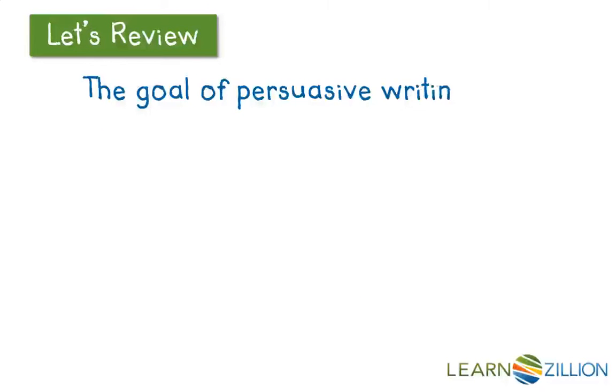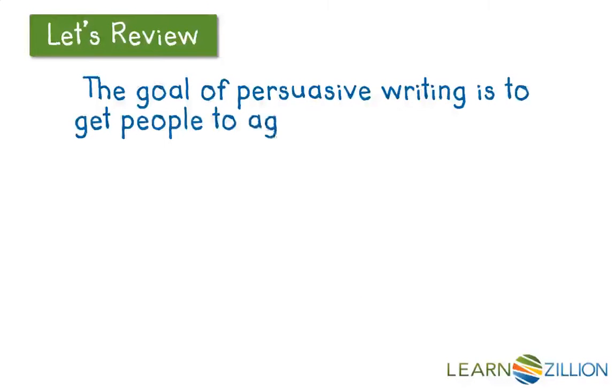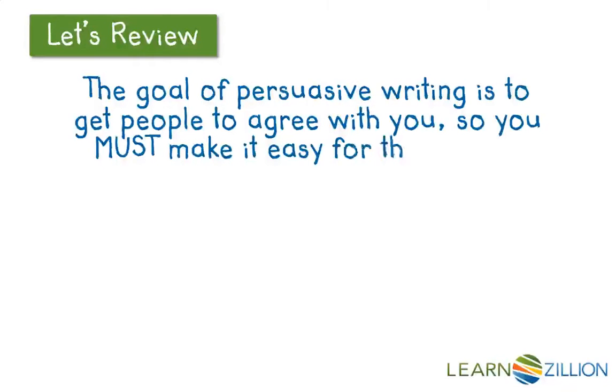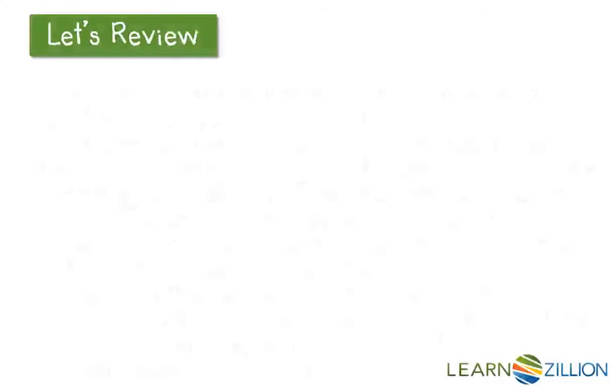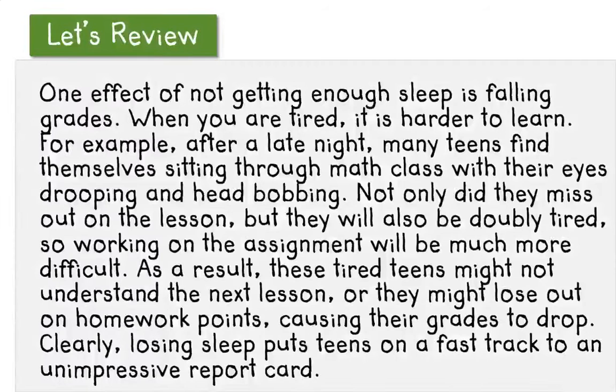The goal of persuasive writing is to get the reader to agree with whatever it is you're arguing as the author. So you must make it easy for the reader to understand your arguments. Everything you do must be easy for them so that when they're reading, they can get what you're saying. If you're making it difficult on them, they're not going to end up agreeing with you in the end. Let's take a look at how we can do that.